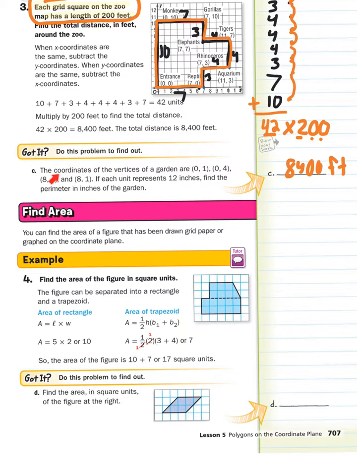Okay. Problem C says the coordinates of the vertices of a garden are (0, 1), (0, 4), (8, 4), (8, 1). If each unit represents 12 inches, find the perimeter in inches of the garden. In this one, they don't have it drawn for you, but I'll give you a hint. There are 4 coordinates, which means it's going to be a quadrilateral, a 4-sided figure. It's probably going to be a rectangle or a square because they're not going to give you really hard ones in this. So I would figure out the perimeter just like you did A and B on the other page. Once you get the perimeter, don't forget that each unit represents 12 inches. You're going to have to do something to get your final answer.